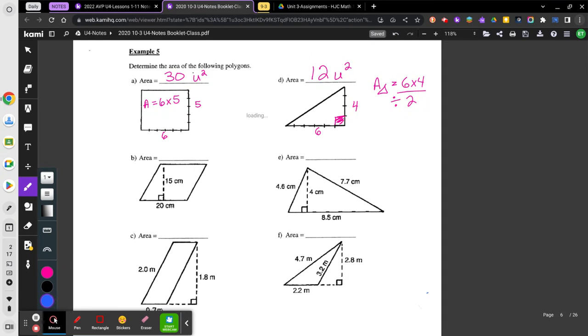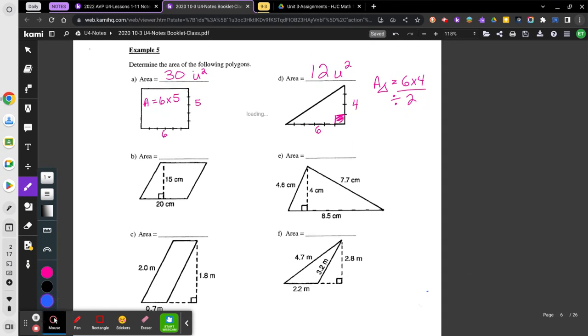Okay, now we're going to work on B and E. B is a parallelogram. It doesn't have any numbers on the diagonal, so I don't have to worry about that. All I'm doing is length times width, or what we call base times height. So 20 times 15, that's going to give us 300 centimeters squared. So make sure you're writing this down so you've got it written down in your notes, because when it's open book time, you're going to want to have this written down.